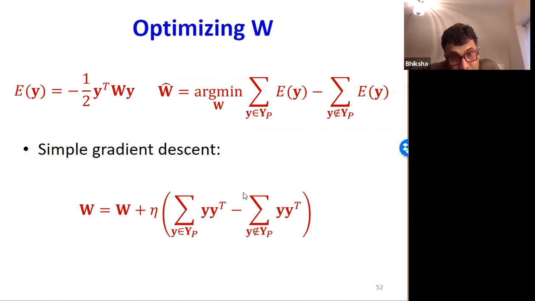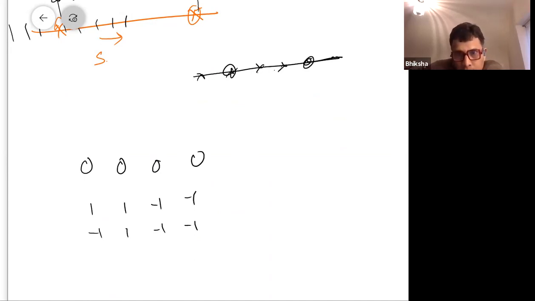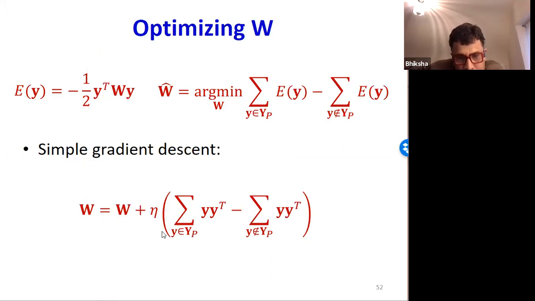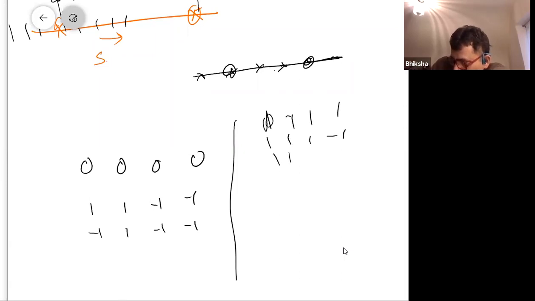These are all the patterns I don't want to remember. So for example, if I've got a 4-bit pattern, and let's say I want to remember 1, 1, minus 1, minus 1, and minus 1, 1, minus 1, minus 1. So this one is going to sum over the two patterns that I'm trying to remember. And then here are all the patterns I don't want to remember: 1, 1, 1, 1, 1, 1, minus 1, 1, 1, minus 1, 1, 1, minus 1, 1, 1, 1, minus 1, 1, minus 1.